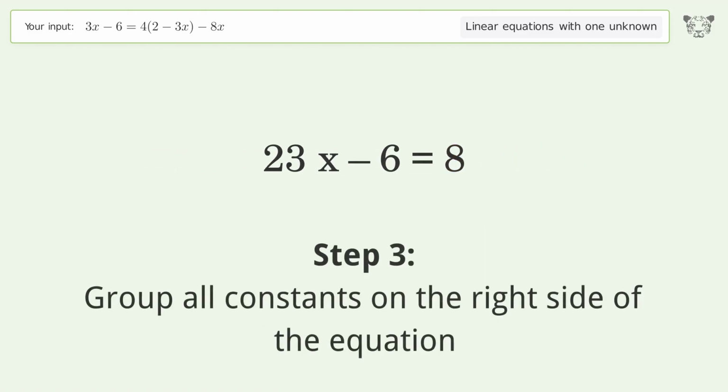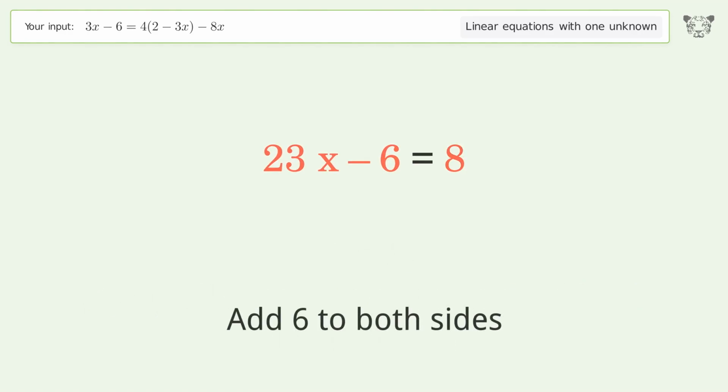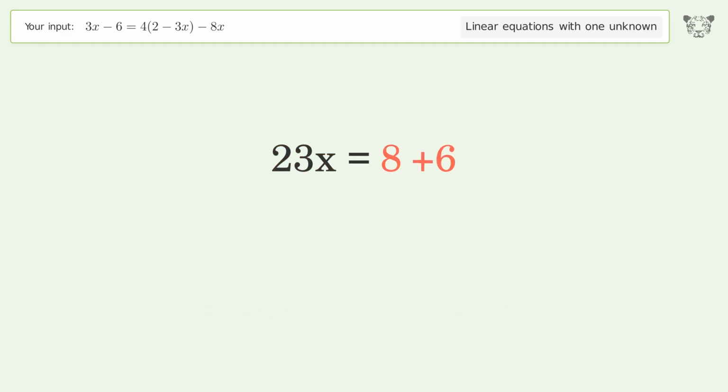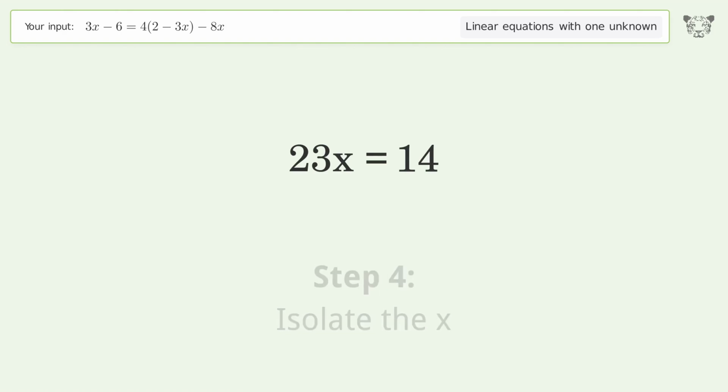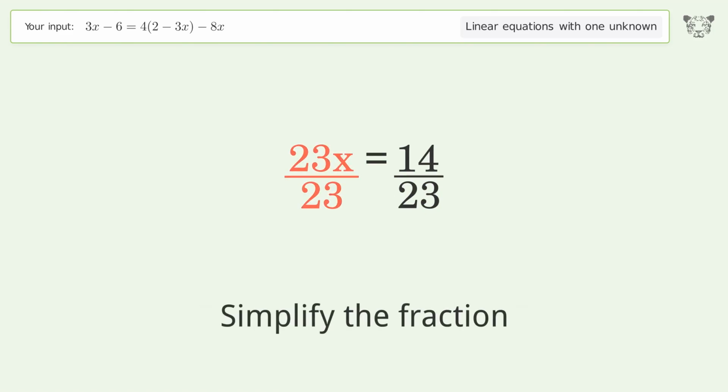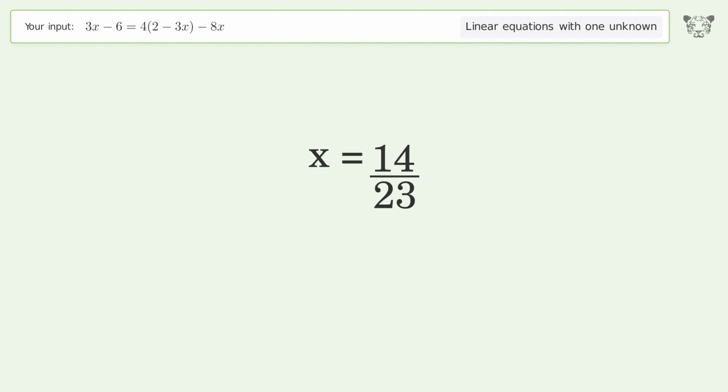Group all constants on the right side of the equation. Add 6 to both sides. Simplify the arithmetic. Isolate the x. Divide both sides by 23. Simplify the fraction. And so the final result is x equals 14/23.